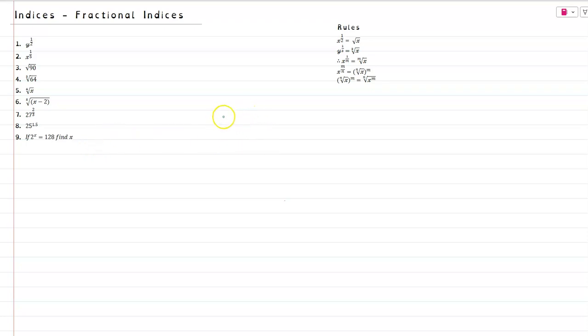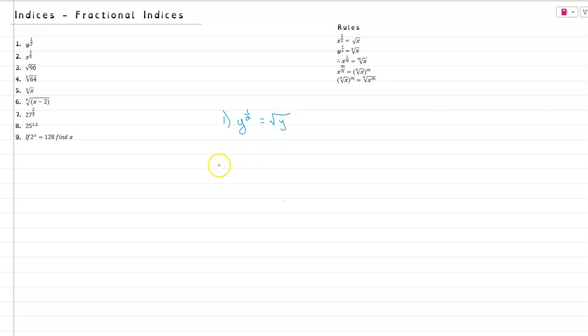Let's start with question number 1. Question number 1 states y to the power of a half. Now, our rule states that we need to solve this. So how do we solve this? When there's a number with a power of a half, it would be equal to a root of that number. So the answer would be the root of y. You see, as easy as that. So y to the power of a half is equal to the root of y.